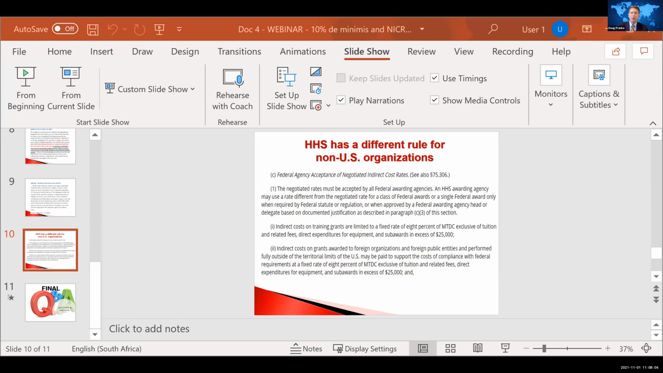Okay, very good question. So that means the auditors, remember, we auditors don't audit the 10% de minimis. We audit your calculation. We audit that you got the base correct. Okay, good. So the other question is, please, when you are addressing the question on 10% de minimis, kindly explain what the difference is between NICRA and 10% de minimis.